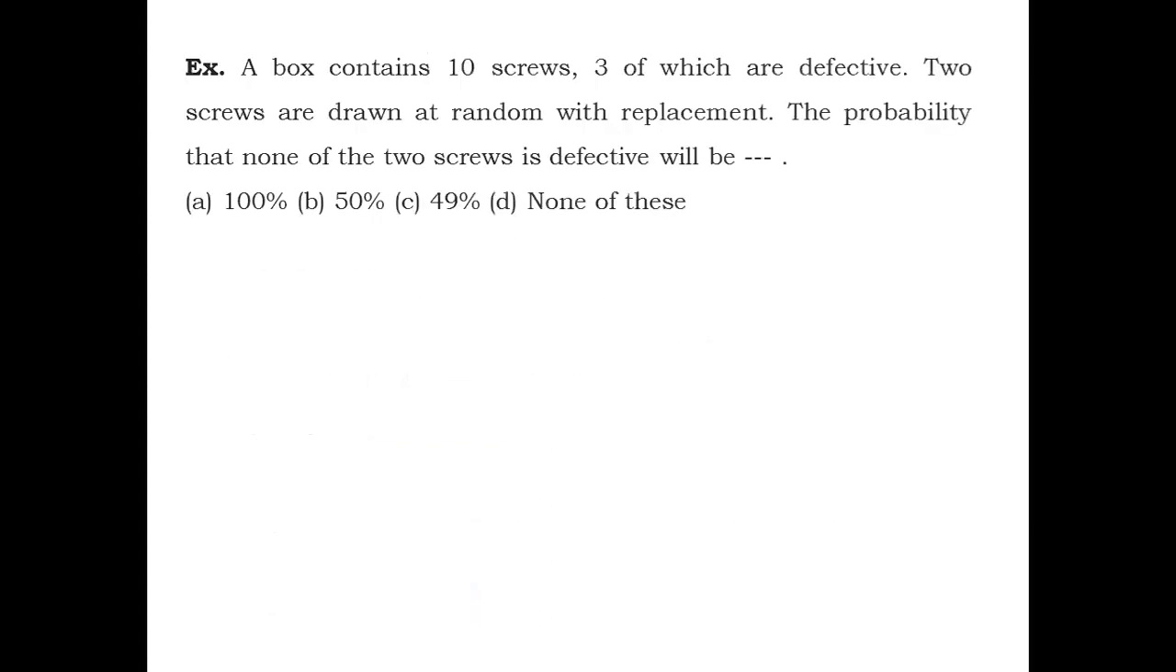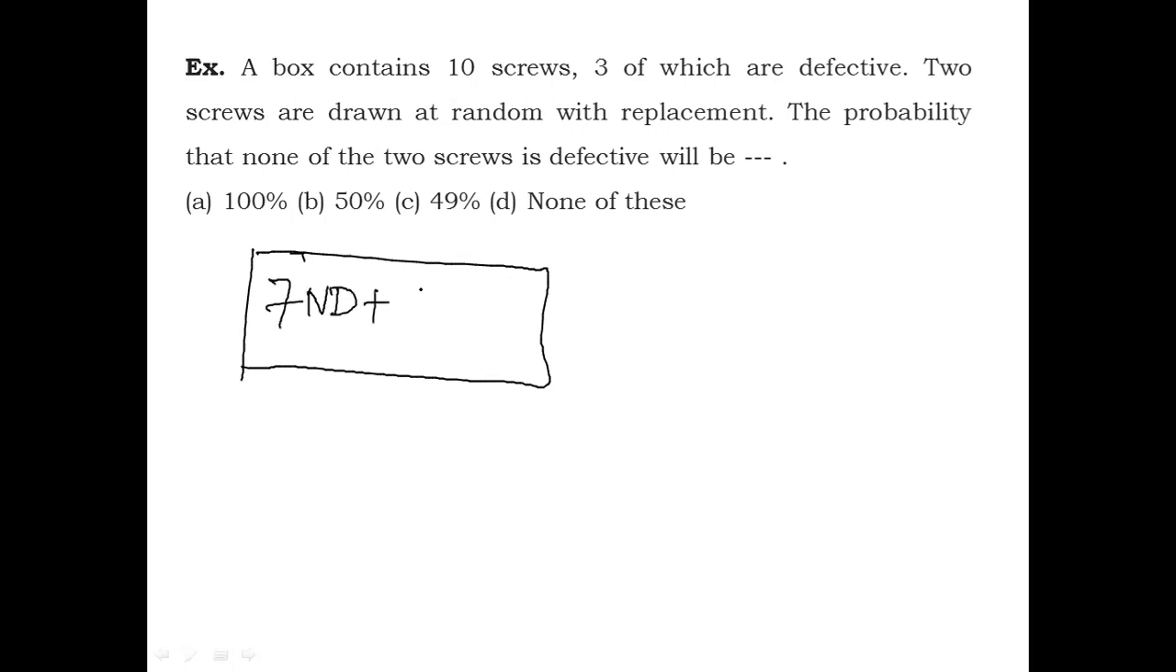So these are the proofs, and now: a box contains 10 screws, 3 of which are defective. So here we have a box containing 10 screws, 7 non-defective plus 3 defective. 2 screws are drawn at random with replacement. Again, with replacement, without replacement, this is really going to matter a lot. Find the probability that none of the screws is defective. So now in this case, with replacement.